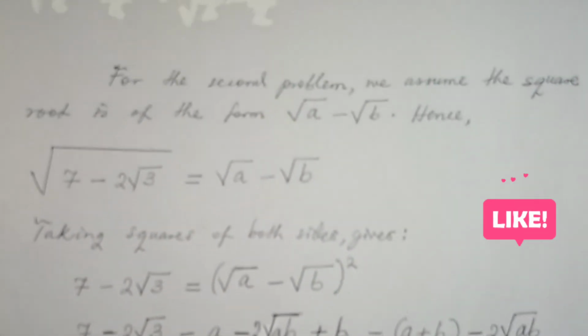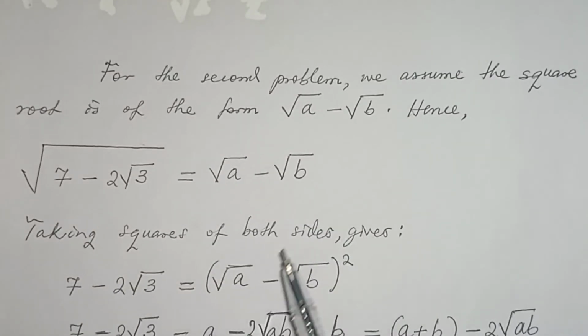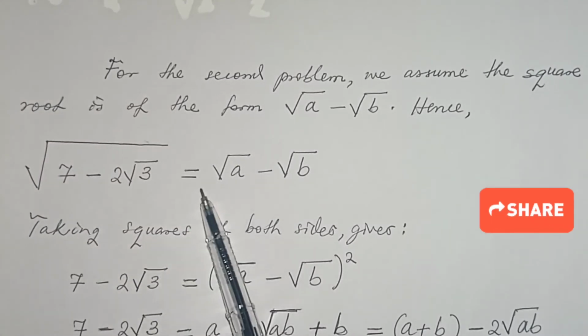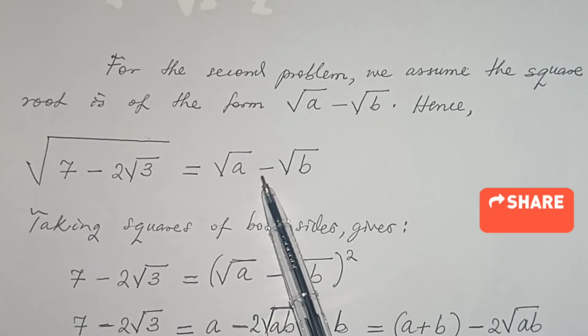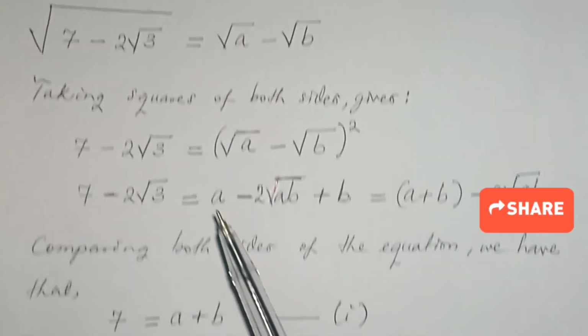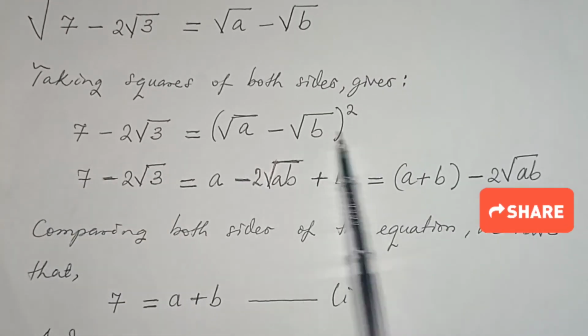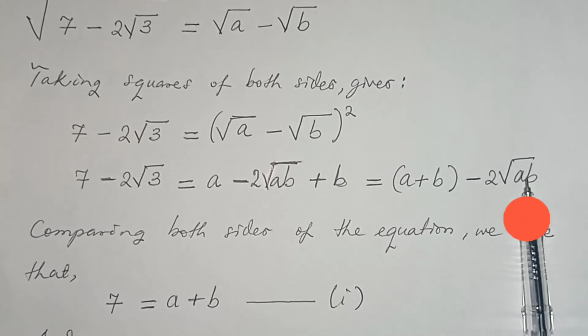Now let's consider the second problem. For the second problem, you will notice that the square root of 7 minus 2 root 3 is sought, and that is equal to, we are assuming in this case that the square root will give us square root of a minus root b. Now, if you take the squares of both sides, it will give you this, which simplifies to a plus b minus 2 root ab, okay?